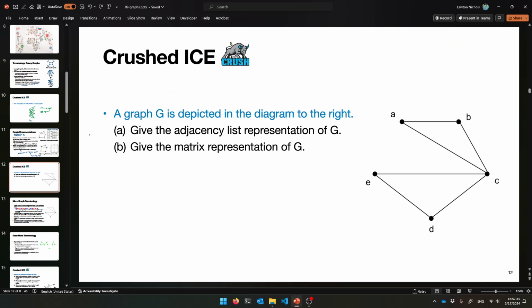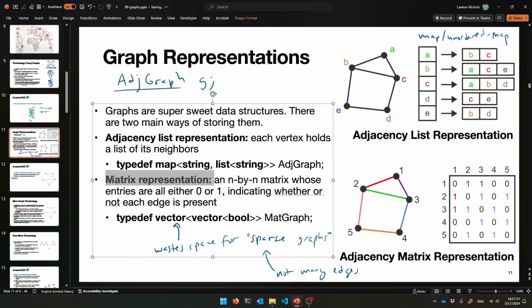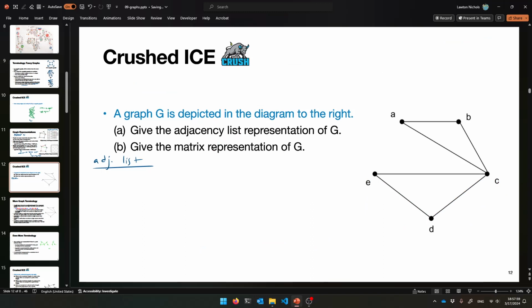All right, so again, you can model this same graph as either an adjacency list inside of a computer or an adjacency matrix. Or just the matrix, I guess. Adjacency list or matrix. So let's do adjacency list first. It would just be a map between node names to lists of node names that are adjacent. So there are 5 things in this.